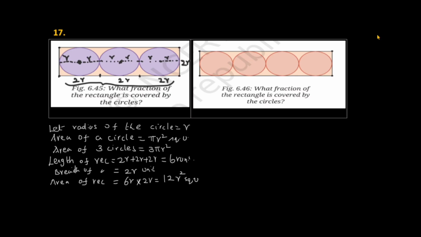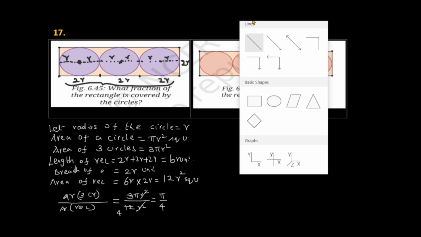Now we need to find the portion. What fraction of the rectangle is covered? So to find the fraction, total area is the area of the rectangle. Out of the area of the rectangle, we need to cover the area of 3 circles. That is equal to 3 pi R squared divided by 12 R squared. So R squared cancels. 3 can cancel 12 four times. That is equal to pi by 4. So the fractional part here is pi by 4. Now let's see the next one.